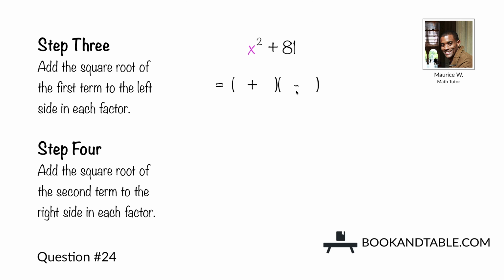And now step 3, we will add the square root of the first term to the left side in each factor. The first term is x squared, and the square root of x squared would be x, so that's the first term in each factor.